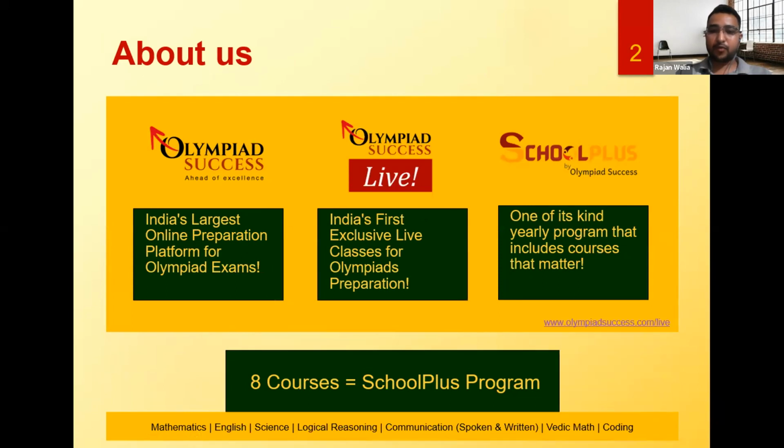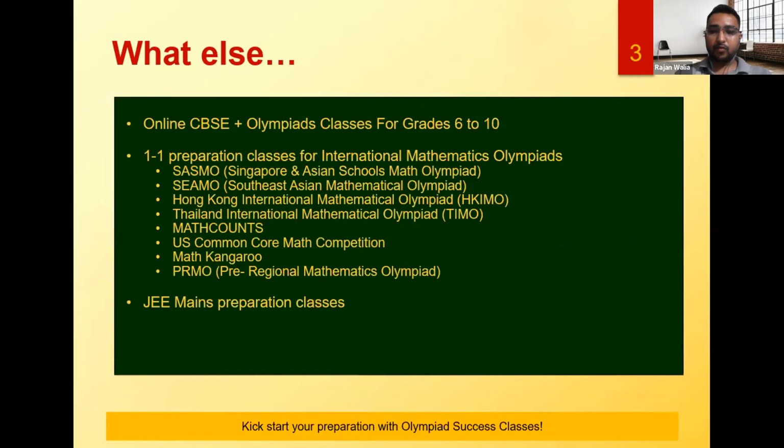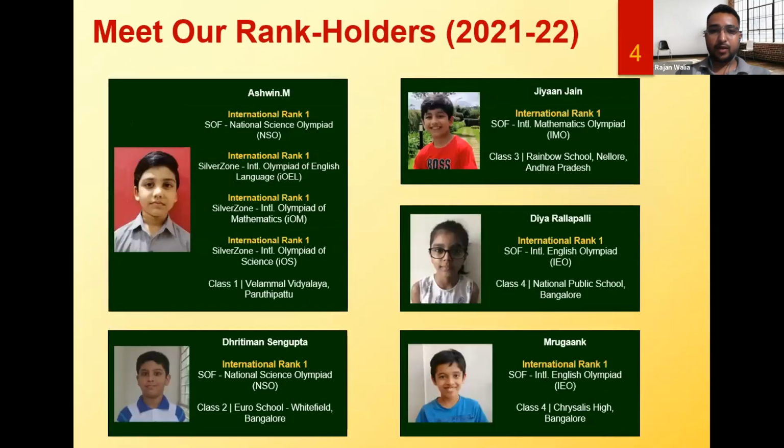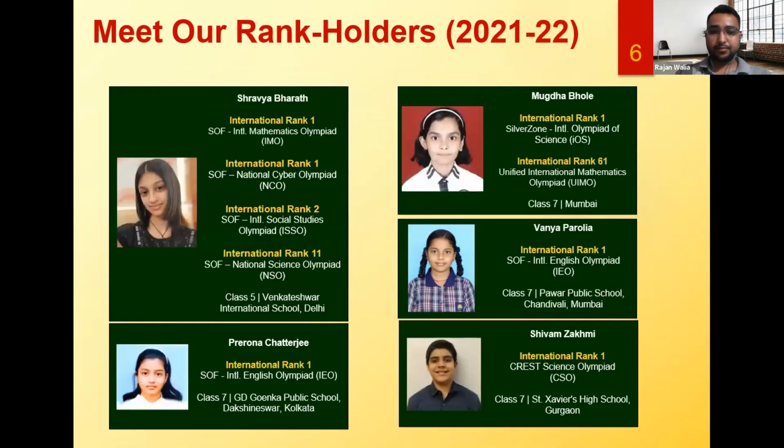In the School Plus program, we offer 8 courses: mathematics, English, science, logical reasoning, communication, both spoken and written, Vedic maths, as well as coding. We also offer online CBSE Plus Olympiad classes for grades 6 to 10 and one-on-one preparation classes for International Mathematics Olympiads like SESMO, CMO, HKIMO, TIMO, Math Count, US Math Competition, Math Kangaroo, PRMO, and also JEE Main preparation classes. These are the rank holders for session 21-22. Many students in Olympiad Success got international rank 1.